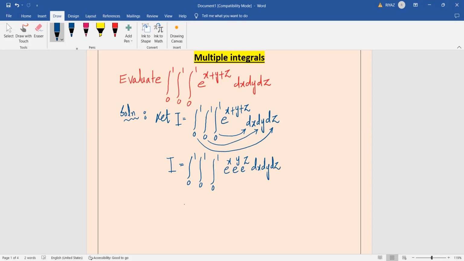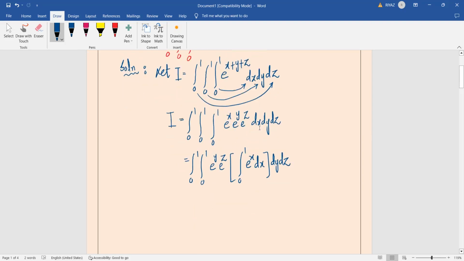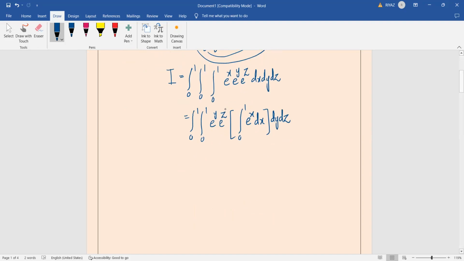Now it is convenient to pull the terms which are not containing x outside. Integral 0 to 1, we can pull e power y into e power z outside, and we specify the region for x here. Integral 0 to 1 e power x dx, close it, this is dy, and this is dz. Is that clear? What is the integration of e power x? Integration of e power x is e power x only, right?